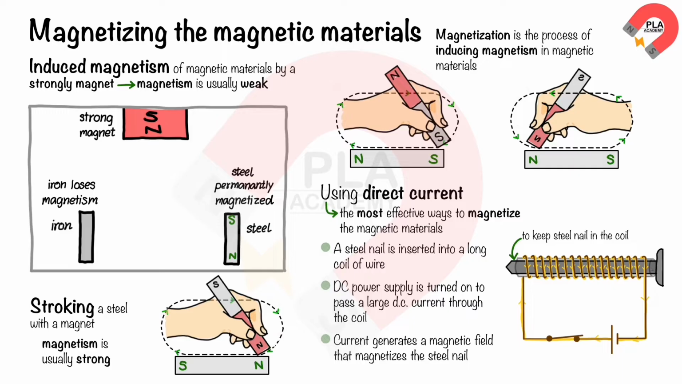This end is magnetized to be a north pole. And this end is magnetized to be a south pole. We will explain this process in more detail in the section 4.5.3, Magnetic effect of a current.